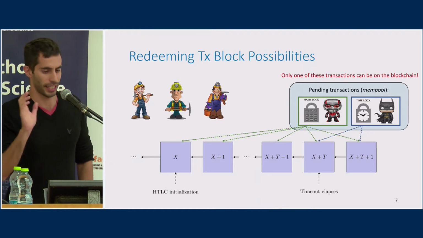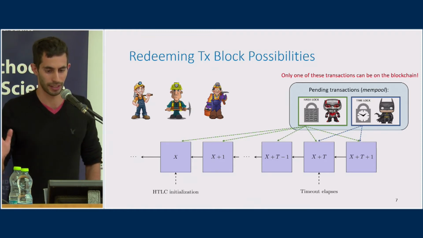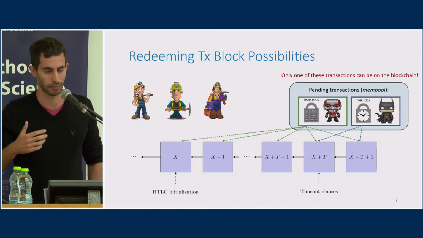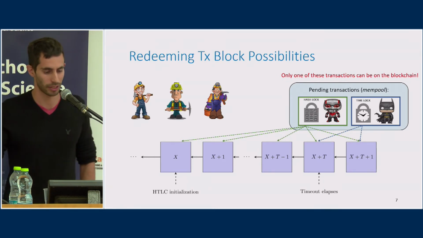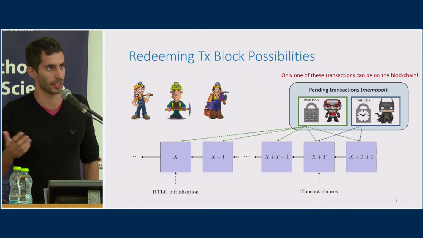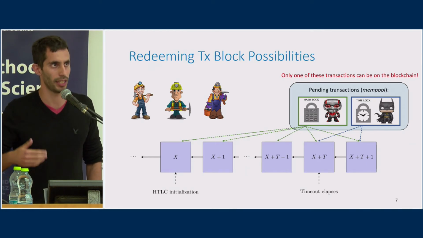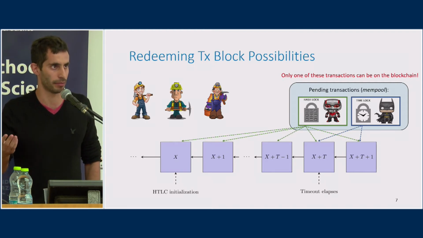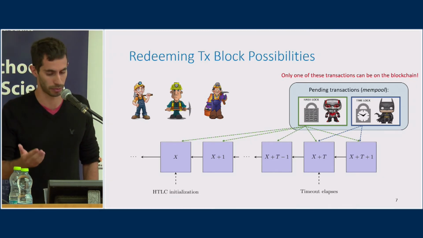So consider an HTLC initiated on block X. And consider the two transactions, one by Ant-Man solving the hash lock and one by Batman solving the time lock. Batman's transaction can only be put in the blockchain starting at block X plus T. Only after the timeout elapses, and only if the tokens haven't been taken yet by Ant-Man. And note that the miners are those who pick which transaction is included and in which block.